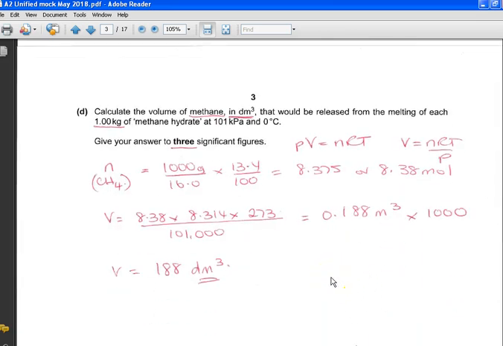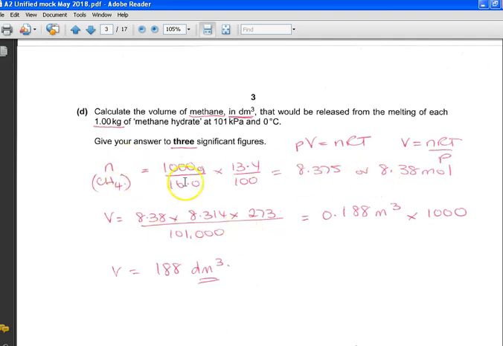And then you're asked to calculate the volume of methane in cubic decimeters. That's important because when you use the ideal gas equation, you're working in cubic meters. So if we melted a kilogram of methane hydrate, how much methane would be released? You're given the pressure and the temperature in Celsius, so you need to convert that. Remember, with the ideal gas equation, you're nearly always going to have to convert some units because that's an odd set of units.